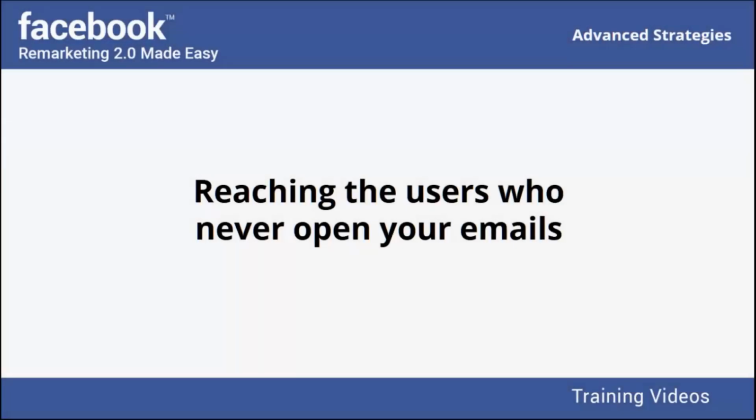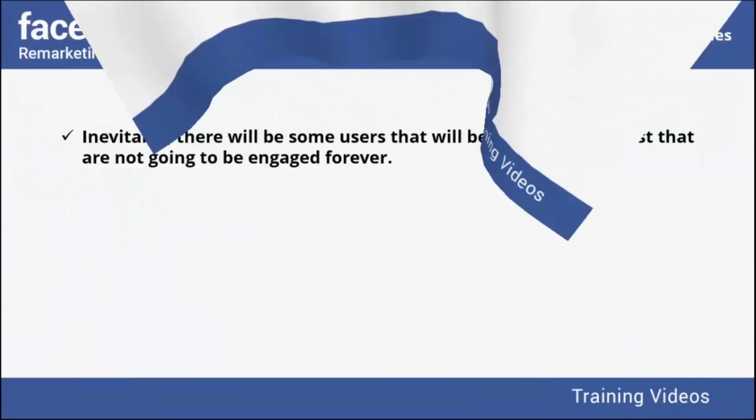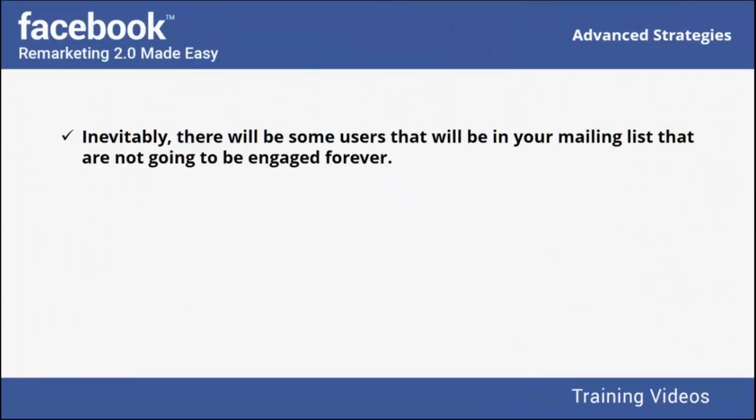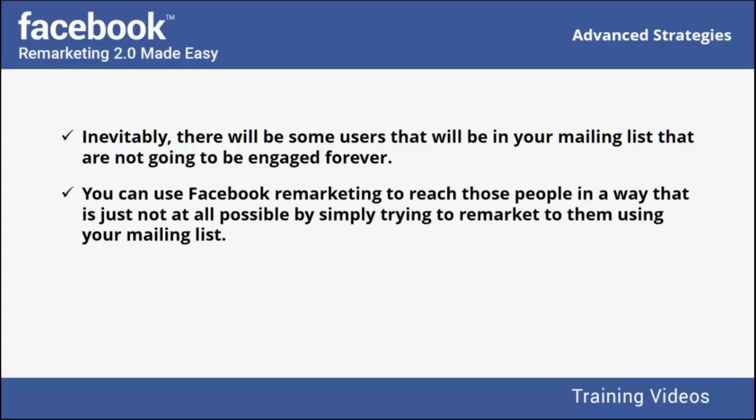Reaching the users who never open your emails. Inevitably, there will be some users in your mailing list that are not going to be engaged forever. Lots of those people will eventually change email addresses, get disinterested, or will simply overlook your emails. You can use Facebook remarketing to reach those people in a way that is just not at all possible by simply trying to remarket to them using your mailing list.